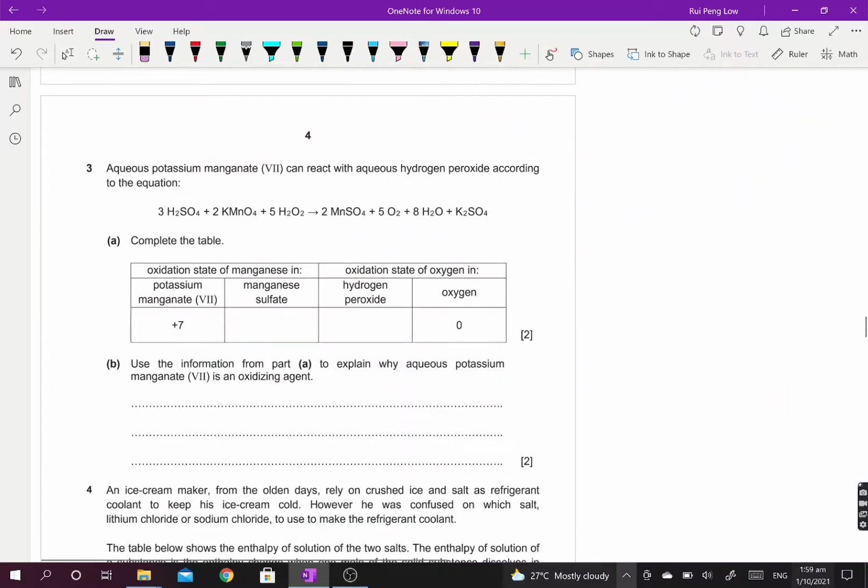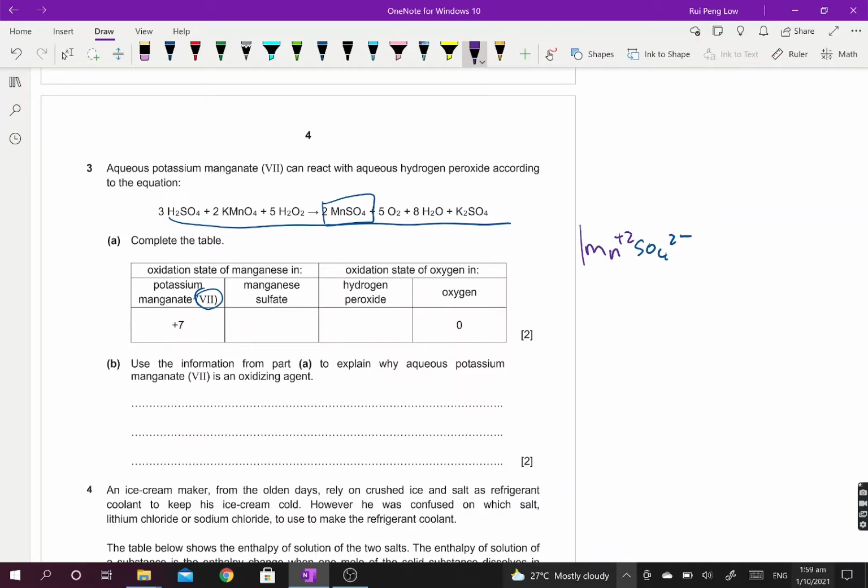Okay, moving on. Question 3. Aqueous potassium manganate 7 can react with aqueous hydrogen peroxide according to the equation. Okay, so we have this equation. So complete the table and see. Let's see. Oxidation state of manganese in potassium manganate is 7. Okay, of course, because you have a 7 here. Manganese sulfate. So let's see. Manganese sulfate is here. So what is the charge for sulfate? Sulfate SO4 2 minus. So I'm pretty sure that manganese will have to be plus 2.